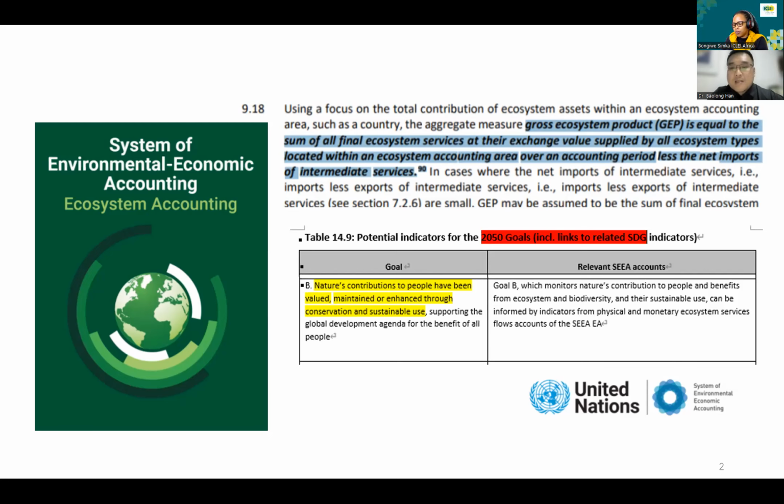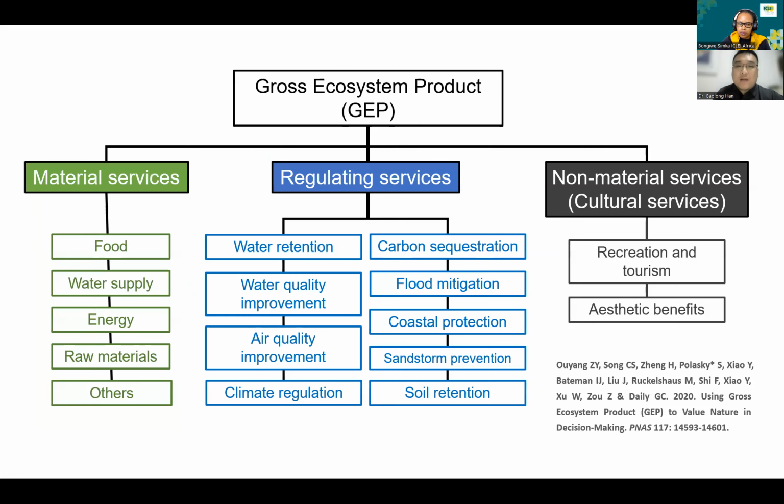This framework tells us that GEP was involved in this framework as a flow of ecosystem service accounting. And it was also recommended to the SDG goals for 2050. You can see the sentence I highlight here, that in 2050 goals, nature's contribution to people will have been valued, maintained, or enhanced through conservation and sustainable use. So that's what happened in the whole world, that the GEP may become a new index for us to use in the natural capital accounting area.